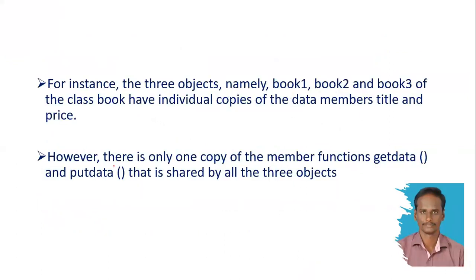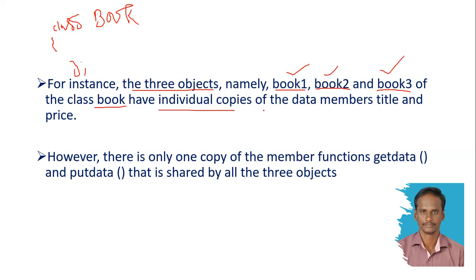We'll see once again. For instance, three objects are there, right? Namely, object name 1 is book 1, object name 2 is book 2, object name 3 is book 3. The class name is book. So if you have data members inside the class, you have created three objects called book 1, book 2, book 3 for the book class. So it has three individual copies of data members.